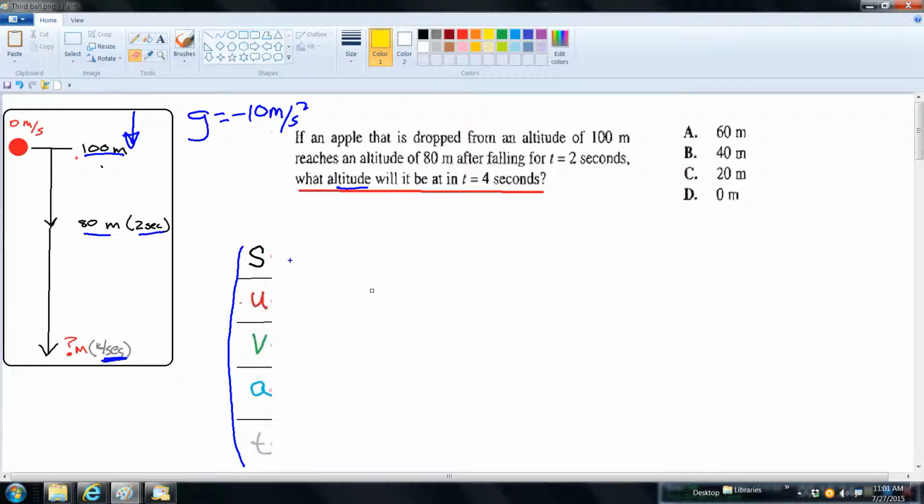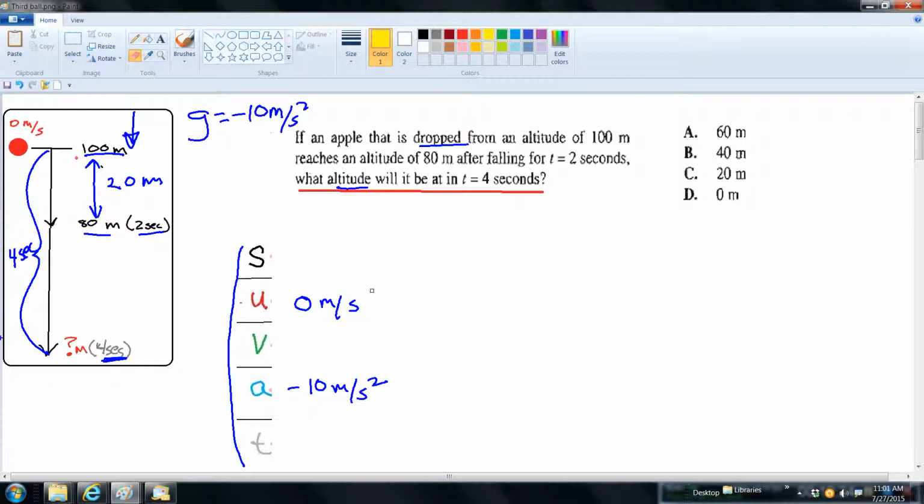So we've got an object that's got an initial velocity of 0 meters per second, because it's just dropped at that point, it's still, and it's got a minus 10 meters per second squared acceleration, and we know that in 2 seconds it's fallen 20 meters. Okay, so we want to know how far it will have fallen if it continued to fall for 4 seconds.